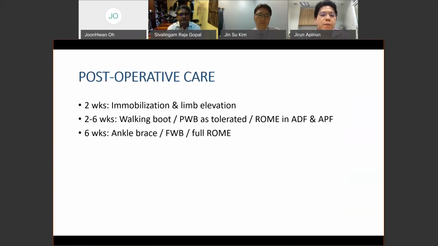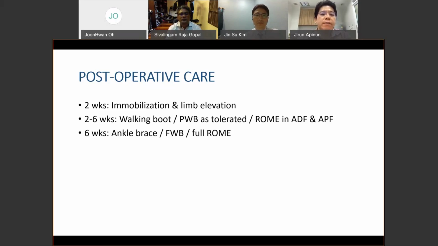Okay, for post-operative care, I put the patient in a splint and elevate his limb for 2 weeks. After 2 weeks, we can switch to the walking boot and allow weight bearing as tolerated, and allow range of motion exercise in only ankle dorsiflexion and plantar flexion, no eversion or inversion yet. In 6 weeks, we can switch from the walking boot to an ankle brace, and we allow weight bearing and full range of motion exercise.